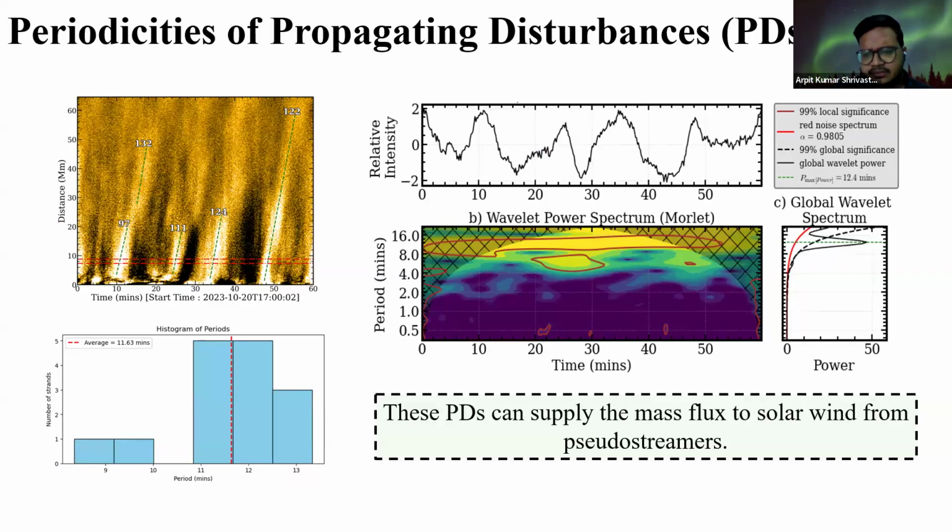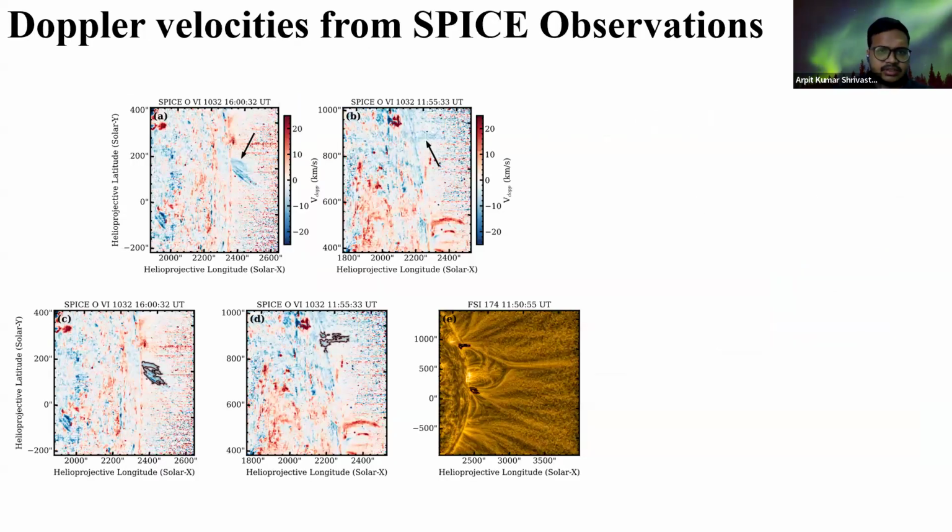Ultimately, these PDs can supply mass flux to the solar wind coming from the pseudo-streamer. Pseudo-streamers have been studied a lot in situ, and this kind of study gives a perspective on what could be the origin happening near the base and inside the pseudo-streamer. We also studied the base using SPICE observations, and we found blue shifts near the base. If you plot the contours of blue shift on the structure itself, they are at the same location where we found PDs.